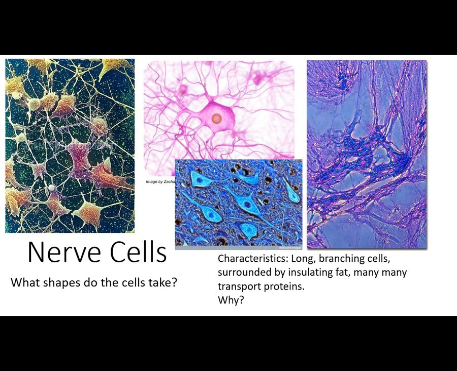Why do you think? Okay, nerve cells. What shapes do cells take? So this cell, as you can see right here, is a weird shaped cell. It's got long branching cells surrounded by insulating fat and many, many transport proteins. So that means that things can go in and out of the cell. Why do you think that is, if it's a nerve cell?